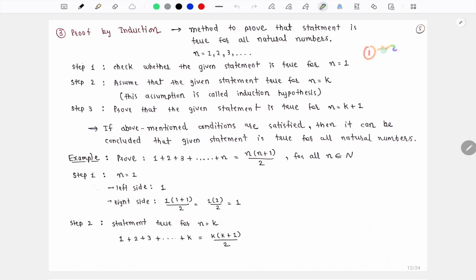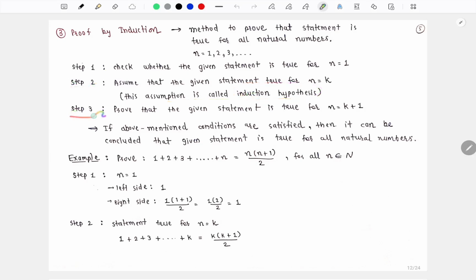First step is we have to check for n equal to 1. Second step is for n equal to k, we need to assume that the given statement is true. And third step is for n equal to k plus 1, we need to prove that the given statement is true. Here we have written all the steps. Step 1: check whether the given statement is true for n equal to 1. Second step: assume that the given statement is true for n equal to k. This assumption is called the induction hypothesis.